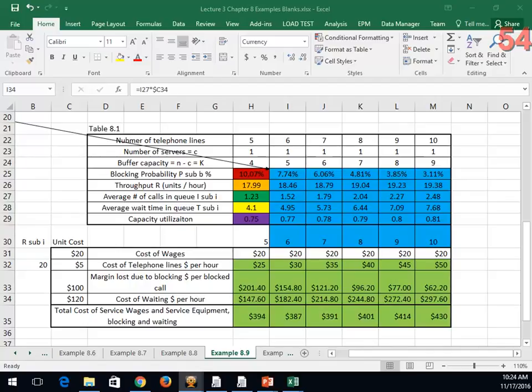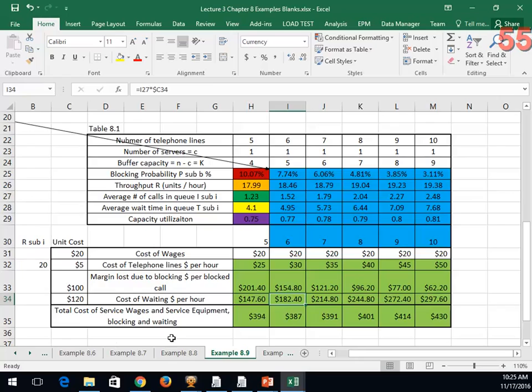Scotty? How do you find the K again? So K is what we call the buffer. When we say N minus C, N is the total number of lines minus the number of servers. If I have 5 lines and one server, 1 line isn't available for buffer because it's being used to serve. If I have 5 lines and 2 servers, there are only 3 lines available for people to be waiting on.